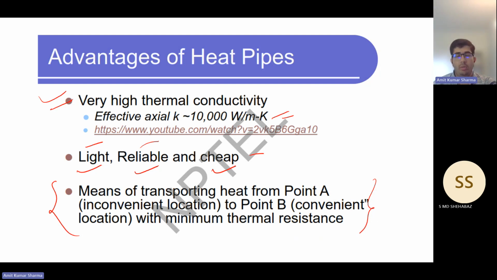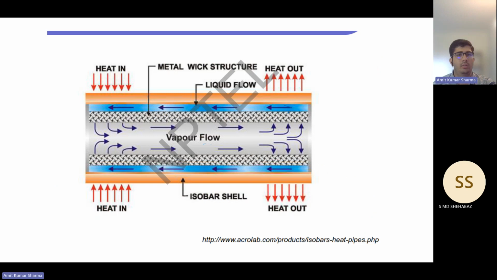to 10,000 watt per meter Kelvin, which is very high. They are light, reliable, and cheap, and a means of transporting heat from point A, which may be an inconvenient location, to point B, which can be a convenient location, with minimum thermal resistance.